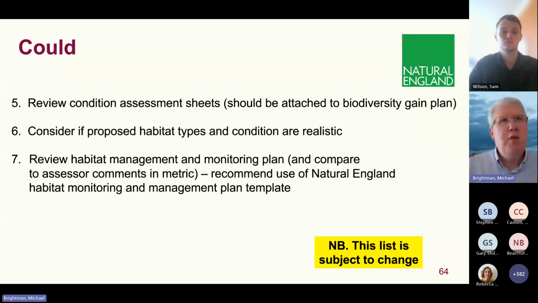And LPAs could review habitat management and monitoring plans and compare those to the assessor comments in the metric. LPAs could also recommend use of Natural England's habitat monitoring and management plan templates. There is an advantage to making that recommendation, because if all your applicants were using the same templates, that would potentially reduce the workload on your colleagues, because over time they will become very familiar with the layout of that template.